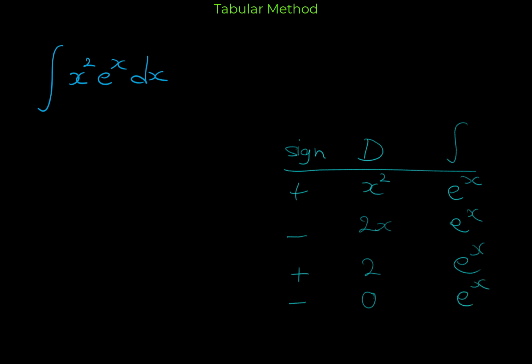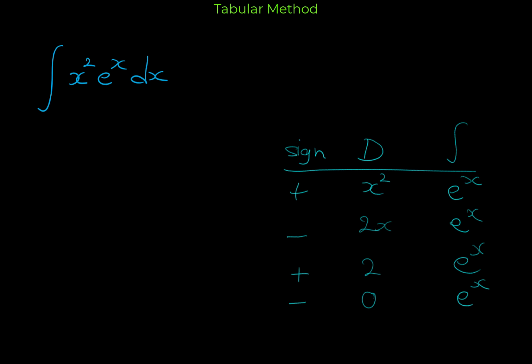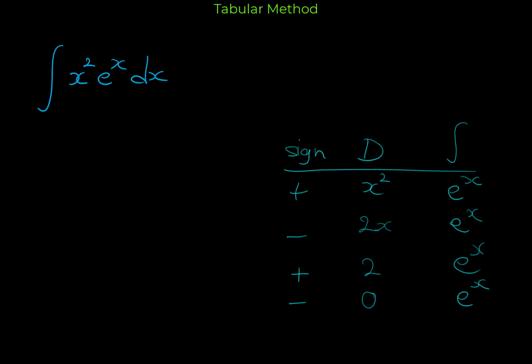So let's review the process. Always you have this column, which is plus, minus, plus. And always, don't forget, it starts with plus, then minus, plus, and minus. The polynomial goes inside the derivative column, and the exponential or trig goes inside the integral column. You have to repeatedly take the derivative of the polynomial to finally get to 0. And then you have to find the integral of the exponential or trig function. And almost you are done.